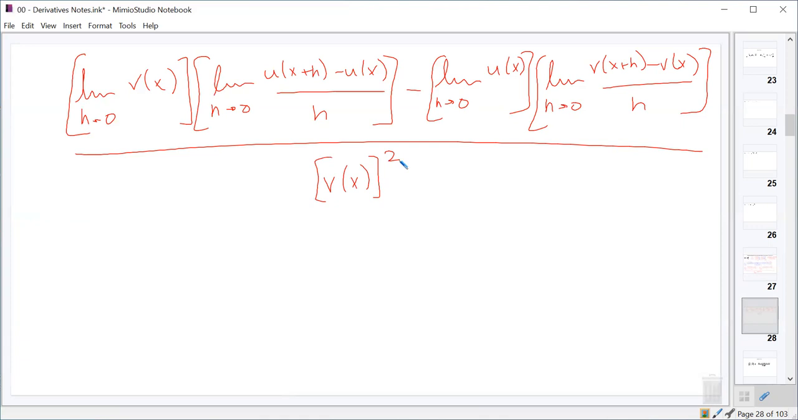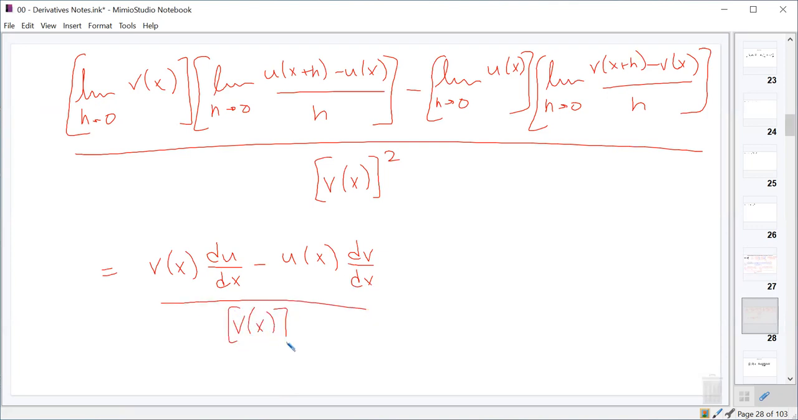And then from there, we know that as h goes to 0, v of x is just v of x. And the limit as h approaches 0 of the difference quotient for u of x is du dx. And then we'll subtract from that the limit as h approaches 0 of u of x, which is just u of x. And the limit as h approaches 0 of the difference quotient for v of x, which is just dv dx, all over v of x squared. And that is our quotient rule. v du minus u dv over v squared.